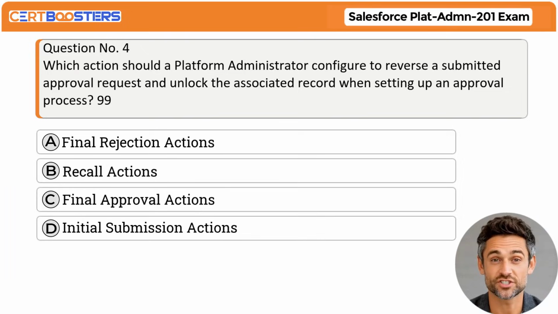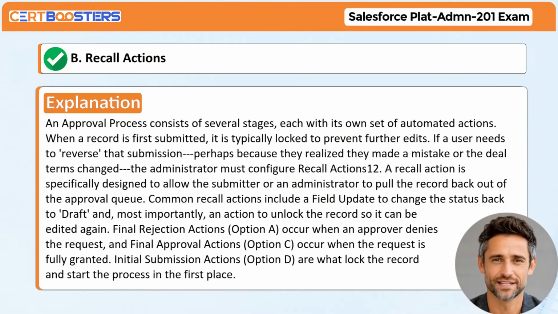Question number 4. Which action should a platform administrator configure to reverse a submitted approval request and unlock the associated record when setting up an approval process? A. Final rejection actions. B. Recall actions. C. Final approval actions. D. Initial submission actions. Correct answer, B.